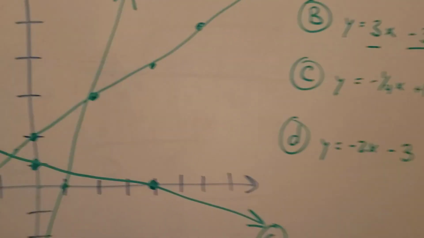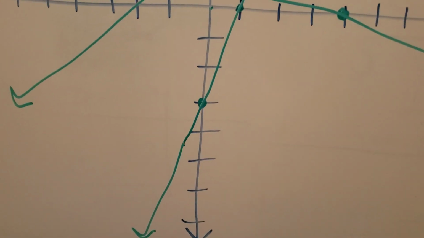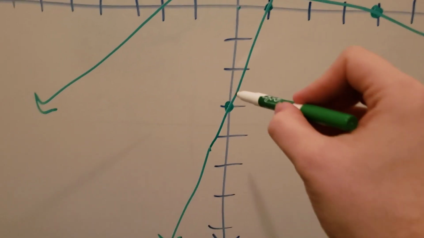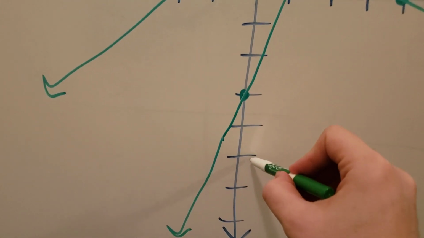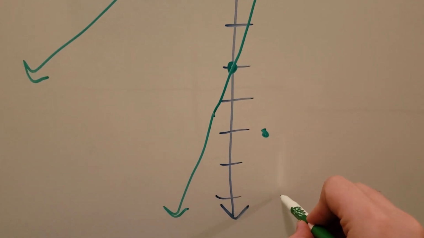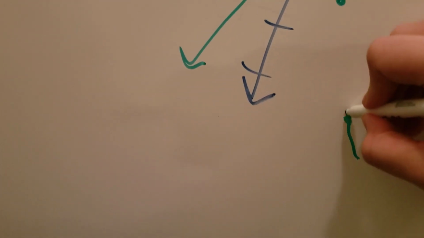Y equals -2x minus 3. That one's pretty easy. We have the same starting point as our second one. And instead of going up 2 and over 1, we're going to go down 2 and over 1. So 1, 2, over. 1, 2, over. And there we have it. That's our fourth line. Woo!